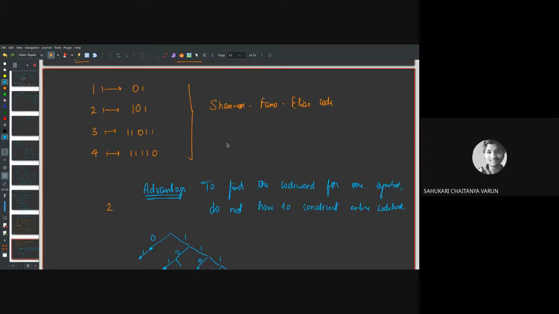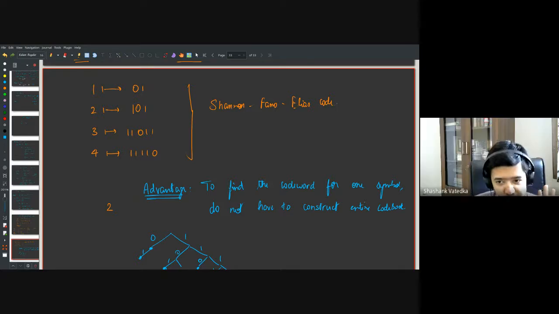Sir, how are we sure that we'll be getting prefix tree codes, or for that matter, non-singular codes for this kind of situation? Exactly. So that is what I'm going to get into next. Right now, we've only seen an example. What we still have to show is that this procedure, the Shannon-Fano-Elias coding procedure, will give me a prefix-free code, or as Varun pointed out, even a non-singular code.